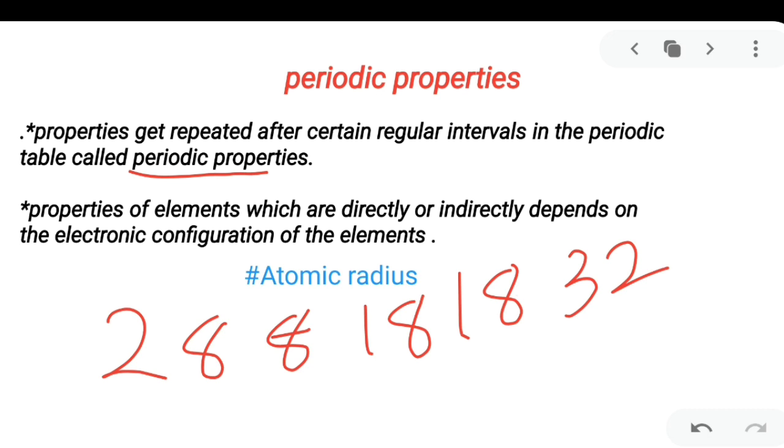Is it clear? Now, which type of properties repeat? The properties which directly or indirectly depend on the electronic configuration of the element can repeat themselves after a regular interval. Atomic radius is one such property which directly depends on the electronic configuration. Now let us discuss.